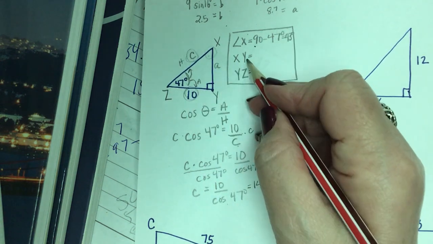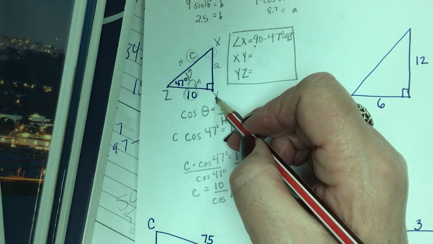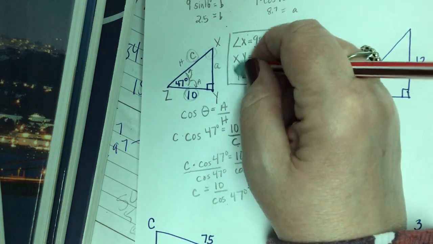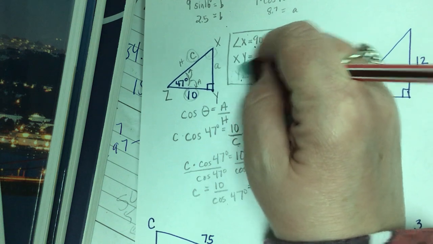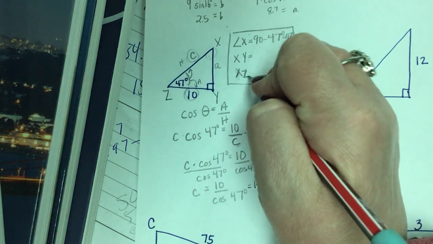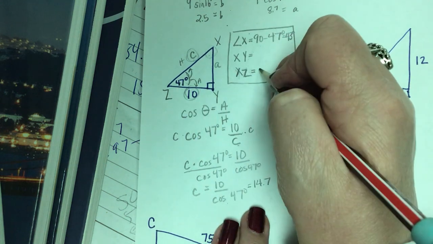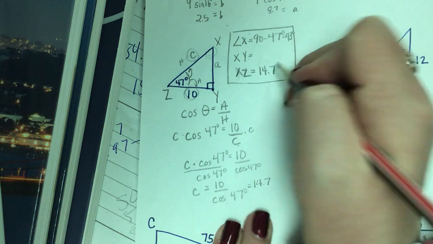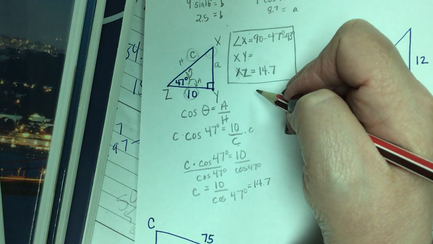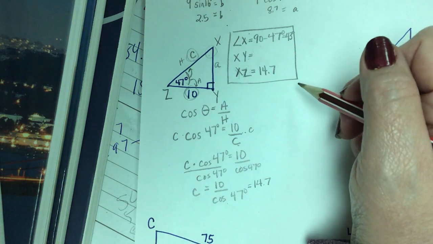XZ, XY, oops, please forgive me, XY and XZ. XZ is 14.7. I hope you caught that when I was back there talking about it. I completely messed that up. I hope you saw that and thought, Miss Bibb, you're at it again.